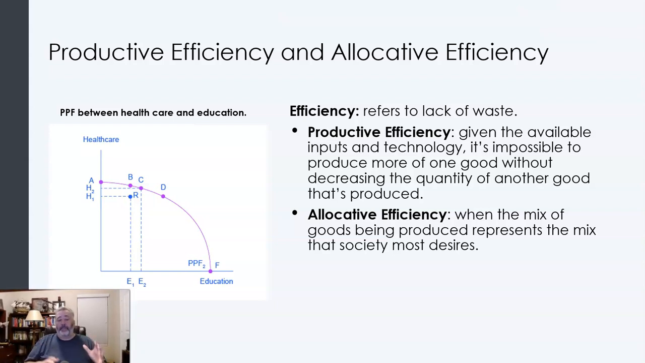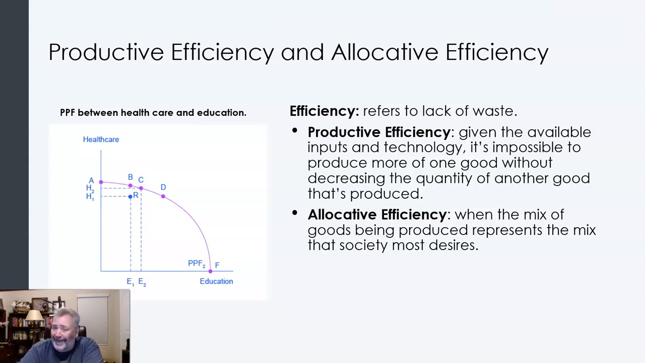Given the available inputs and technology, you can't produce more of one good without having to decrease the amount of the other goods you're producing. That's when you know you're being productively efficient. Okay? Even if it's at point A or point F, where at point A you're producing all healthcare and no education, it is still technically productively efficient because all of your resources are being used for production of one of those. Likewise at point F, even though there's no healthcare being produced, all of your resources are being utilized. Okay? Productive efficiency occurs when you're on the curve. It denotes an efficient allocation of resources.